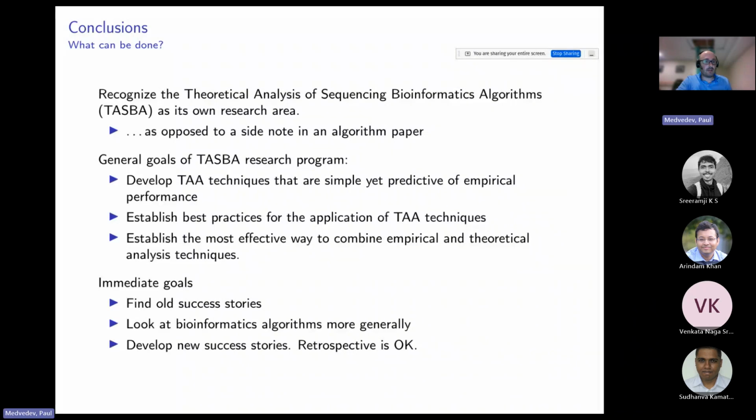So with that, I think we should think of this as its own goal. Can we even look at previous algorithms that we already designed? We know they work well in practice, but can we come up with techniques of analysis that can predict that performance? So even if in the short term it doesn't lead us to some new information, new biology or new algorithm, it's very useful to figure out which techniques work.